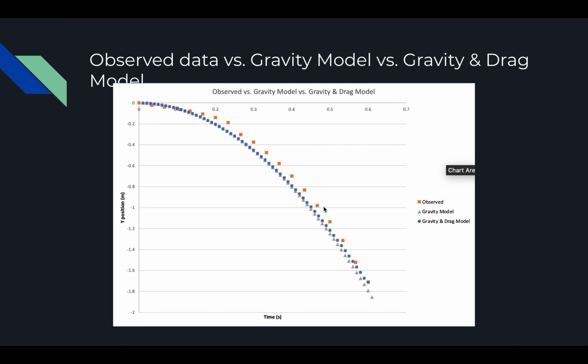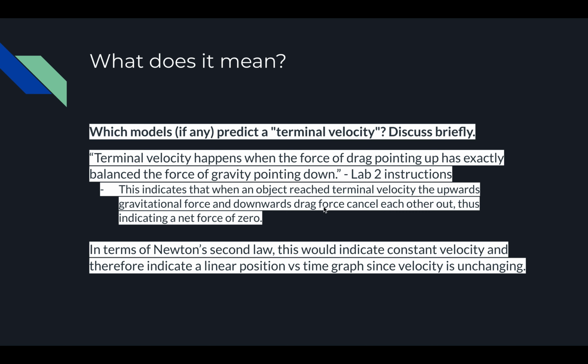The model that accurately obtains terminal velocity between gravity and the gravity drag model is the drag force model. As the Lab 2 instructions describe, terminal velocity happens when the force of drag pointing up has exactly balanced the force of gravity pointing down. In other words, when an object has reached terminal velocity, the net force acting on the object equals 0. And according to Newton's second law, when the net force of an object equals 0, this indicates that the object is moving at constant velocity.